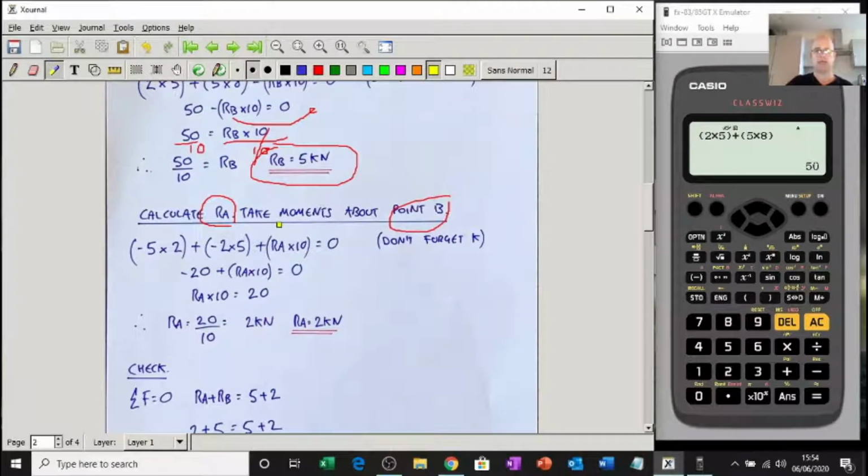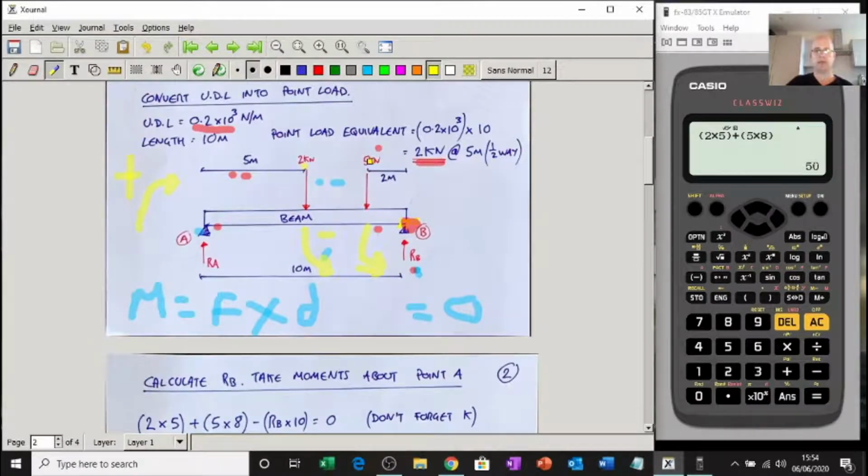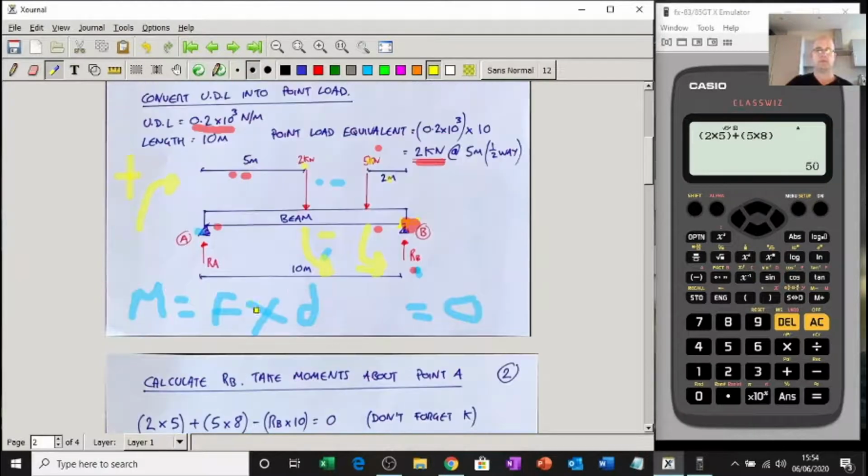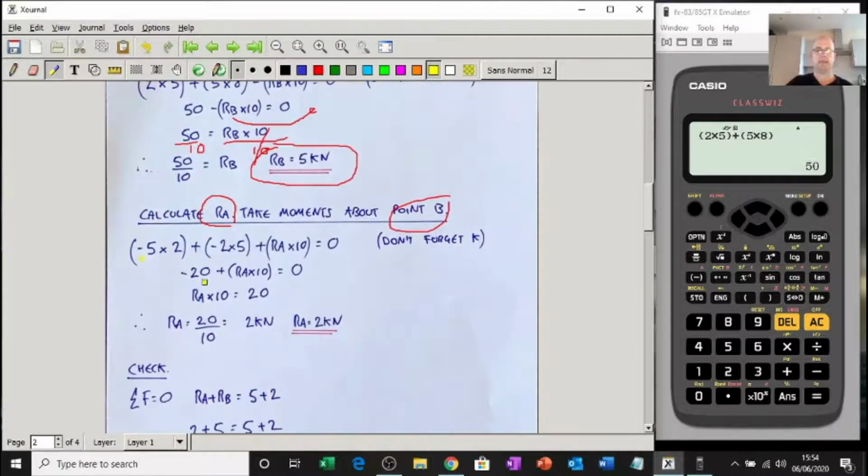So calculate RA, so moments about point B. So 5 times 2, there's my 5, there's my 2. It's going anti-clockwise, that's why I got a negative number. 2 times 5, there's my 2, and it's 5 meters away from this point. It's going anti-clockwise as well, so that's why I've got a negative number there.